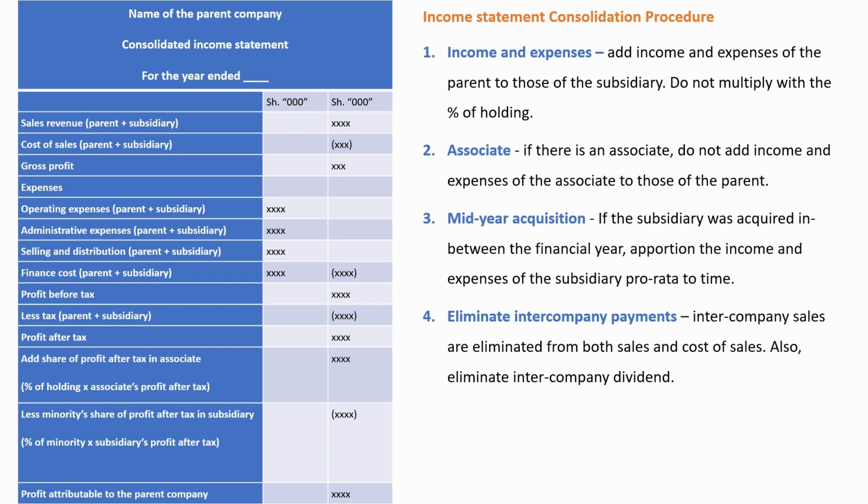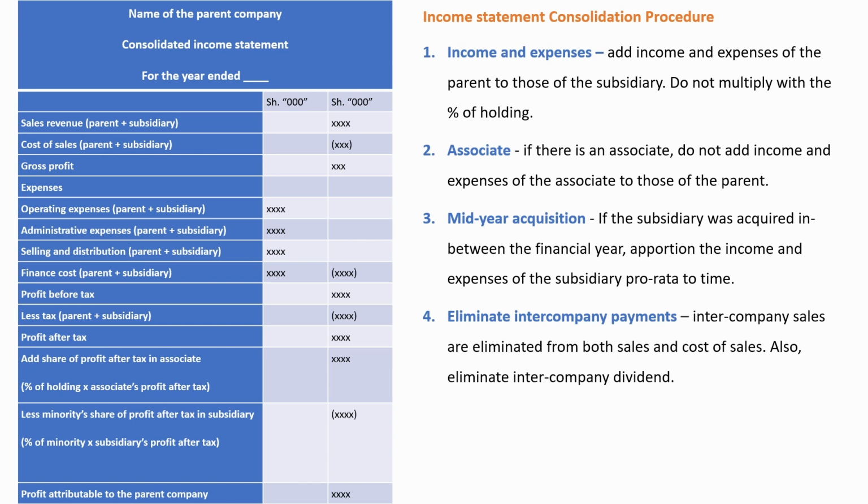parent. But when you go to associates, if there is an associate, do not add income and expenses of the associate to those of the parent. So we do not consolidate the associate's income statement. We only consolidate the subsidiary's income statement with that of the parent.